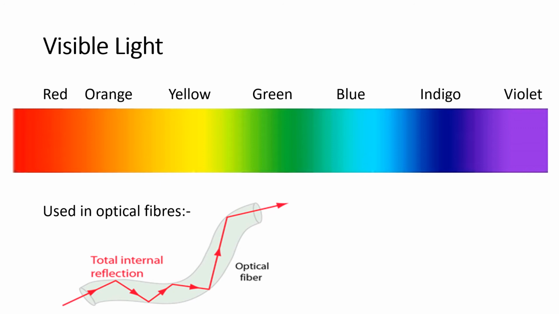Visible light, going from red at the longest wavelength to violet at the shortest wavelength. Red, orange, yellow, green, blue, indigo, violet. Visible light is used in optical fibres. Remember, it bounces along the fibre with total internal reflection at each of the surfaces.